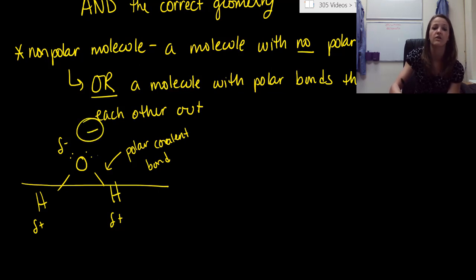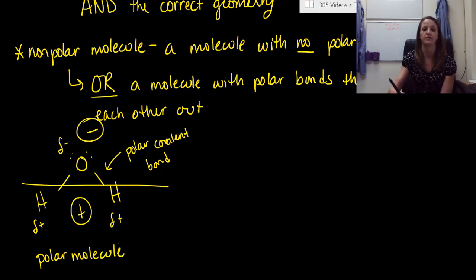We see that this side right here, the top side, is negative, the bottom side has all the positive charges. I can clearly separate negative from positive. This is considered a polar molecule. Okay, easily can separate positive from negative.